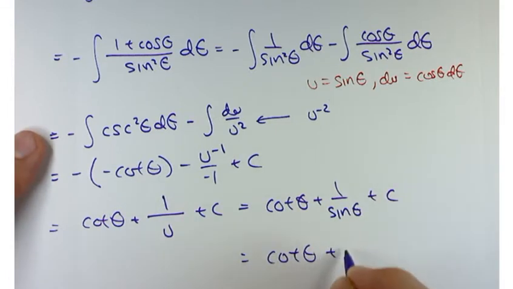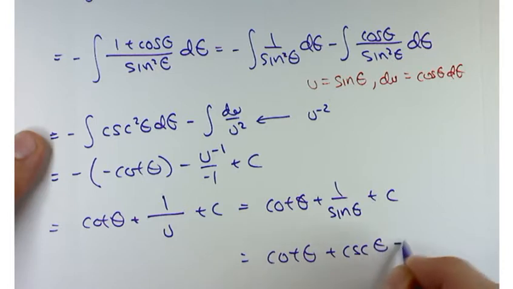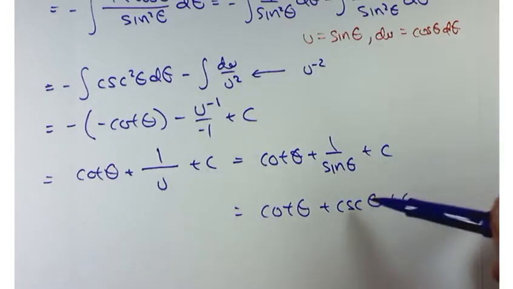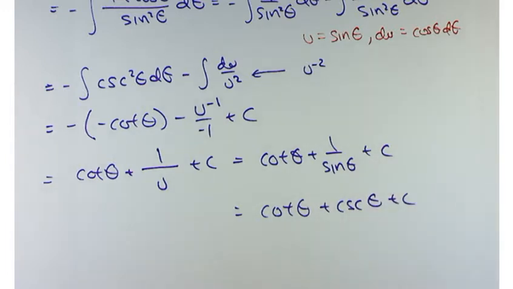The other thing I would accept is the cosecant of theta. I'd be curious to see which one Wolfram Alpha gives you. I would imagine they would give you the cosecant. But I'd accept either one of those there.